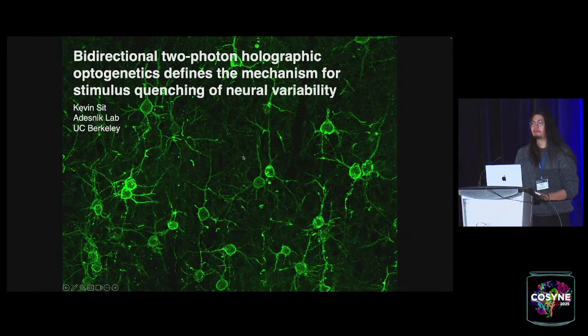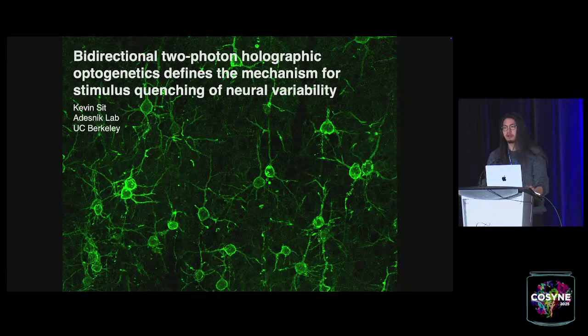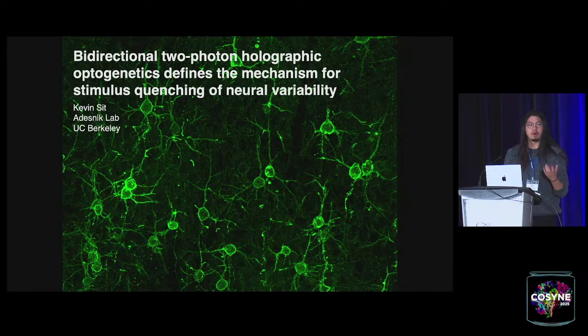Great. Hi, everybody. I'm Kevin Sitt, from the Adesnik lab at UC Berkeley. I'm happy to share with you some work that I've been doing, extending all optical interrogation to try to give us unprecedented control of neural activity to answer a lot of interesting questions. But today I'm just going to share one of these stories with you, and that's on the stimulus quenching of neural variability.